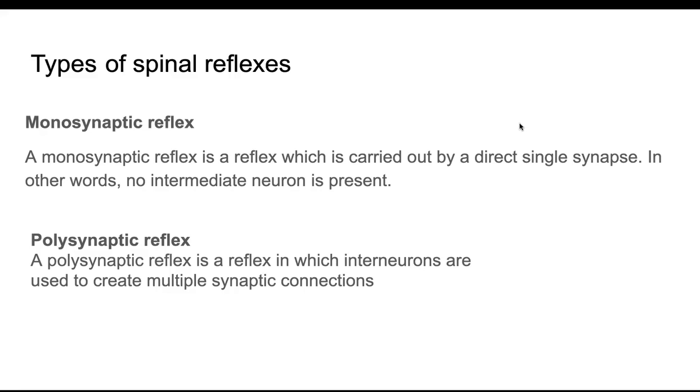Types of spinal reflexes. Monosynaptic reflex. A monosynaptic reflex is a reflex which is carried out by a direct single synapse. In other words, no intermediate neuron is present. Polysynaptic reflex. A polysynaptic reflex is a reflex in which interneurons are used to create multiple synaptic connections.